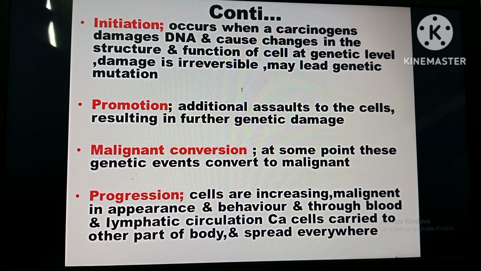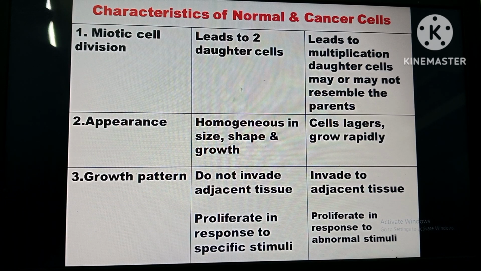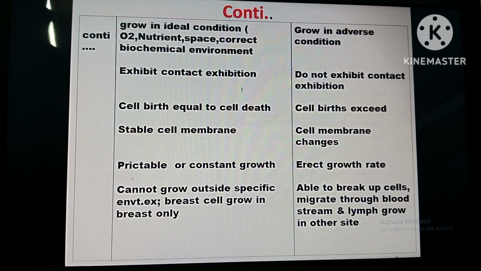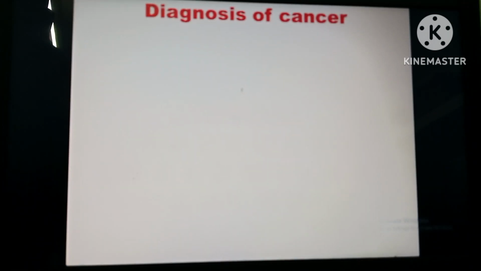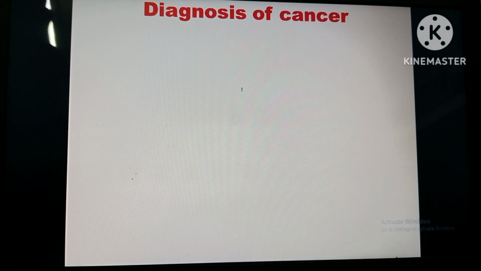Now let me see the diagnosis of cancer. Before moving on to diagnosis, let me see the characteristics of normal cells as well as cancer cells, and how cancer cells differ from normal cells. There are several points. You can mute the video and write down all the points. Very important, for 5 marks they may ask. Okay, next we will move on. What are the diagnoses of cancer?